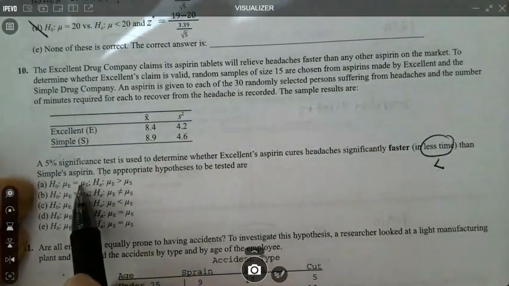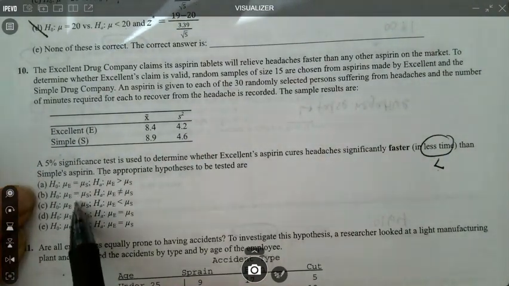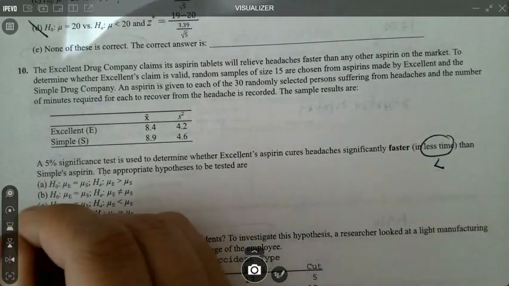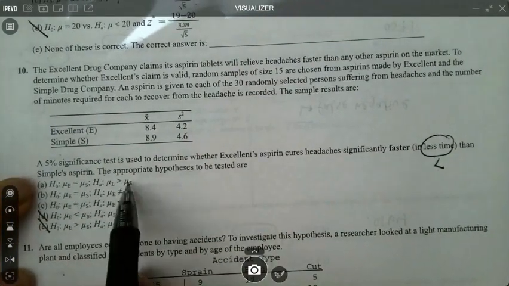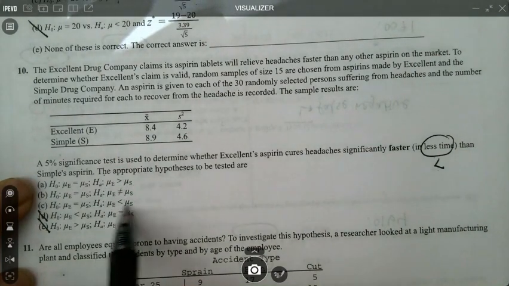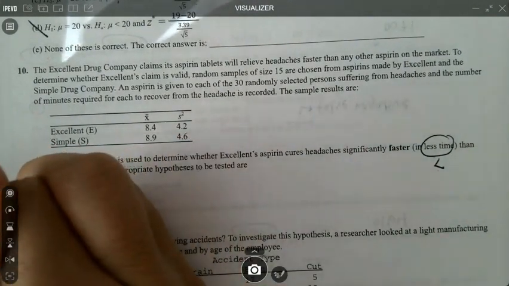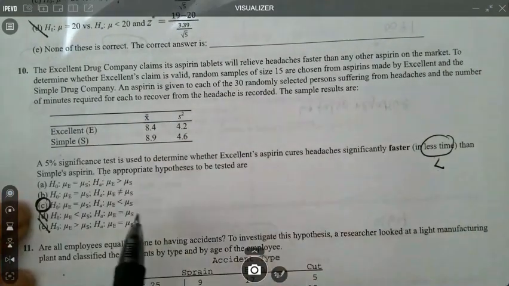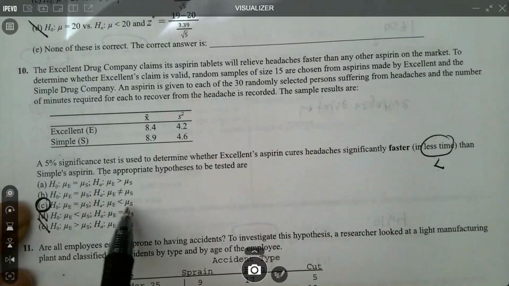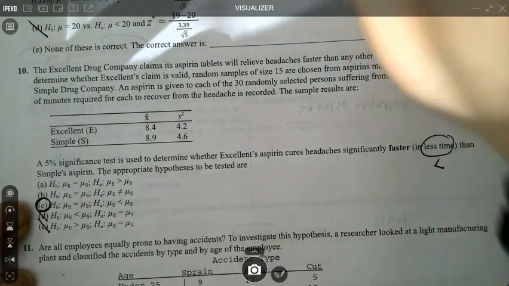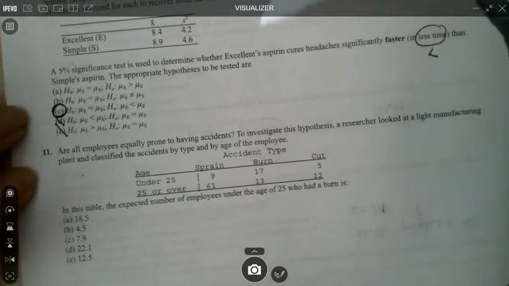So if we look here, we know that our HO should always have an equal sign, which means that we should be able to eliminate D and E. And then if we look at these ones, we're looking for excellent to be less than simple. So that's going to be option C. This would mean that the mean time that they cure the headaches is less than the mean time that simple uses to cure headaches.